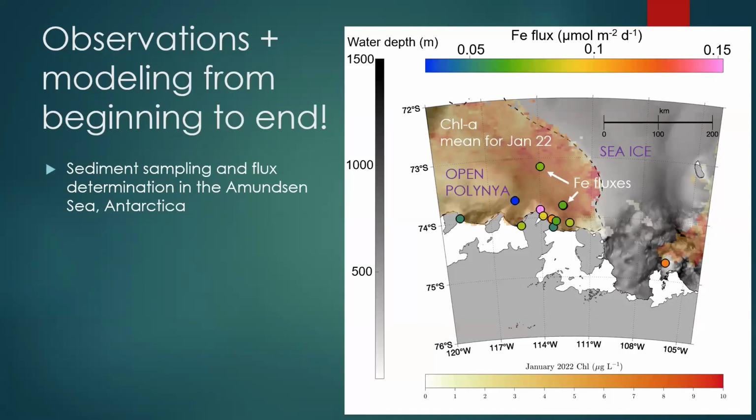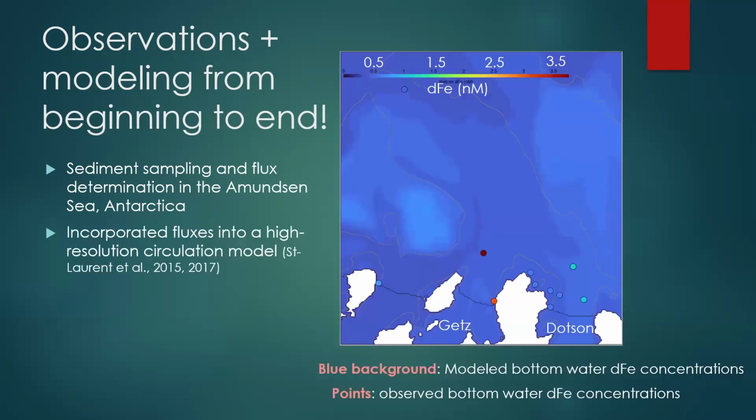I'm running out of time, but I'll just say really quickly, this is a project I'm working on now. In the Amundsen Sea, I collected a bunch of sediment cores. Each of these dots is a sediment core, and I calculated a flux using the gradients: really low fluxes, less than 0.1 micromoles per meter squared per day. We assume that this is non-reductive flux. And we incorporated those flux values into a high resolution circulation model, just treating iron as a passive tracer, seeing if we can replicate the bottom water iron concentration that's observed by putting these fluxes into a model.